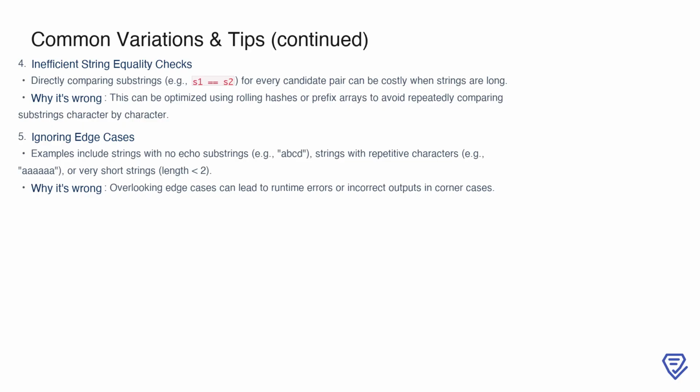It's also important to anticipate and handle edge cases. Examples include strings that have no echo substrings, like ABCD, strings composed entirely of repetitive characters, like AAA, or very short strings with a length of less than 2. Overlooking these scenarios can result in runtime errors or incorrect outputs, so it's important to test for a wide range of edge cases during development.